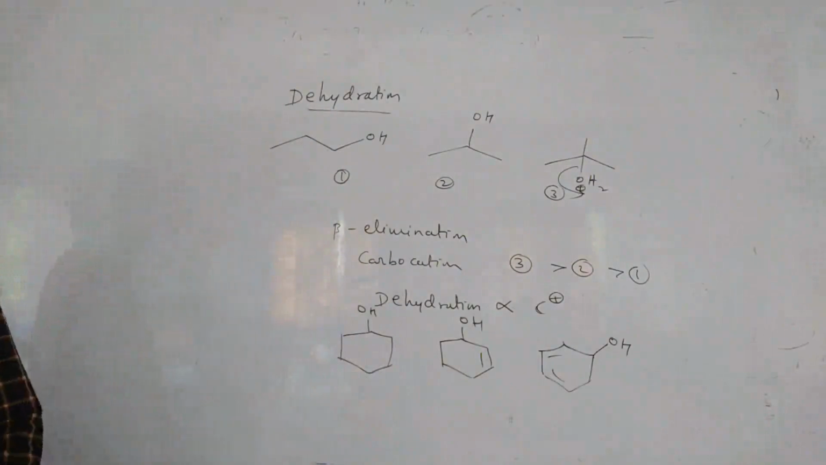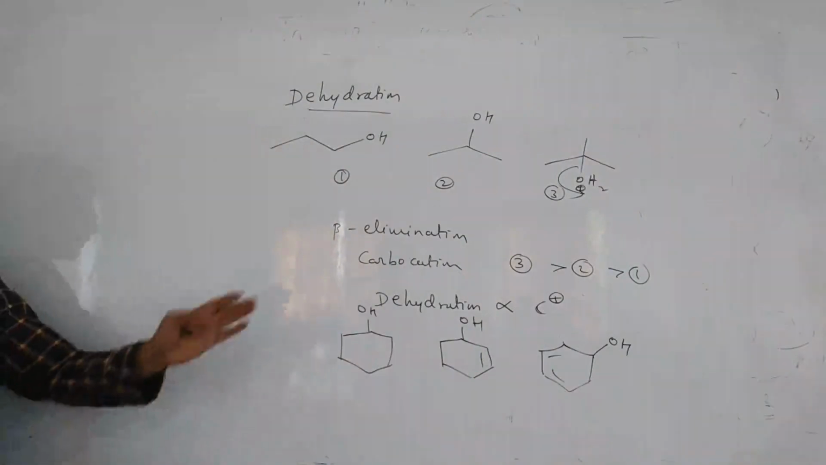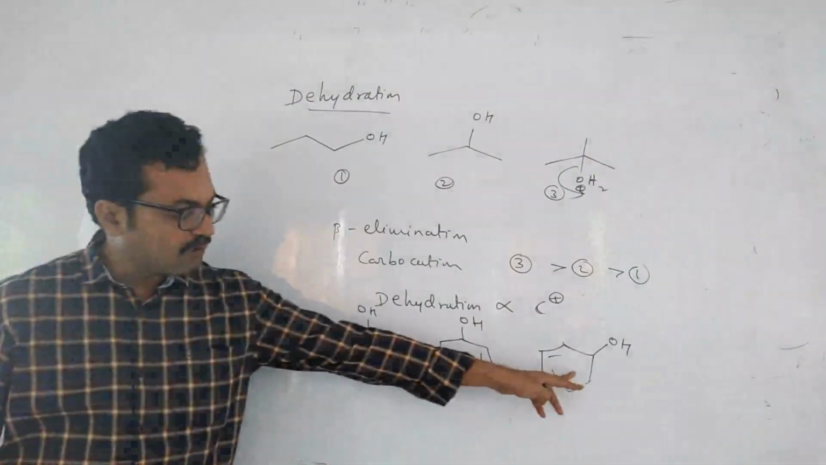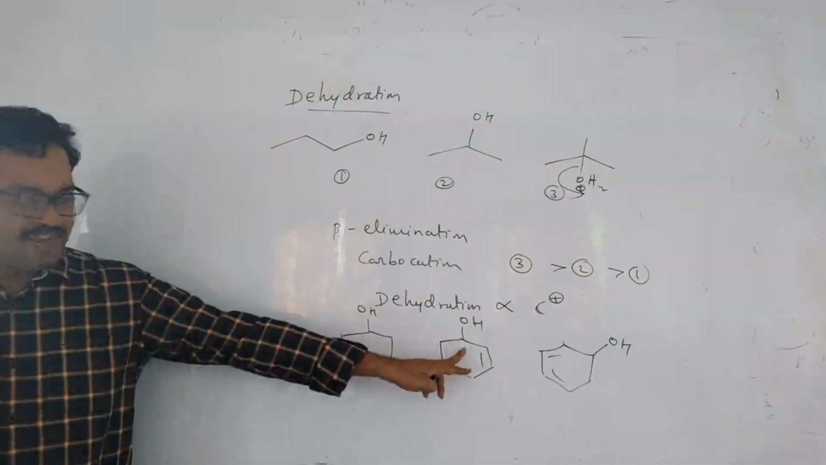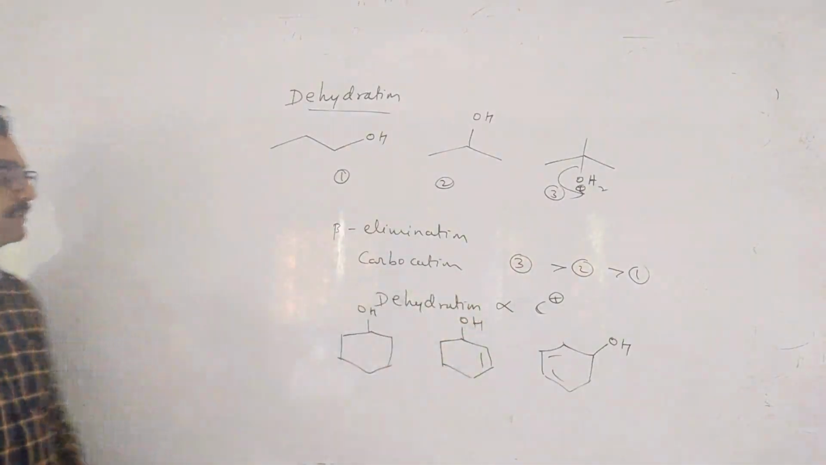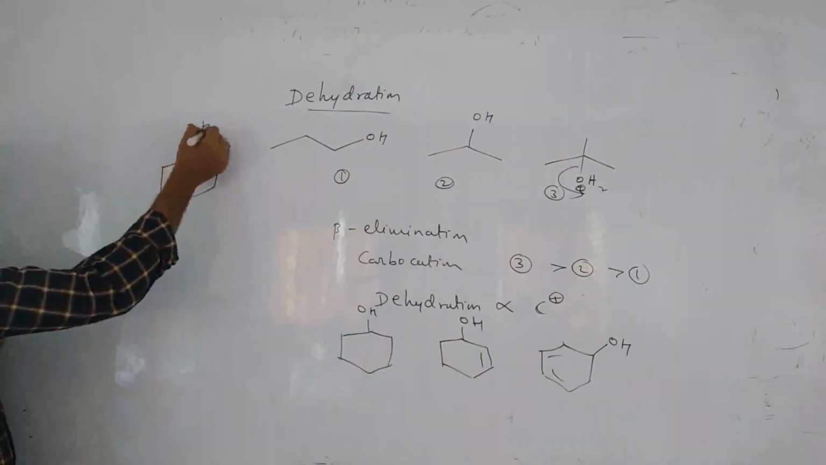Now which will be undergoing fast dehydration? See, just remove the water and check. Here, if you remove the water, you will get an aromatic ring, more stable. This is an allylic part. If OH is lost, this first step is this one now. All of you listen. This is the first step.